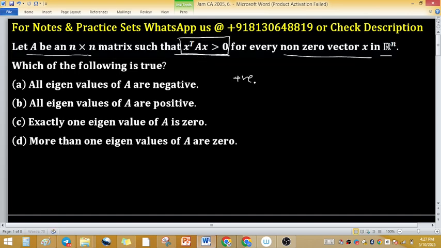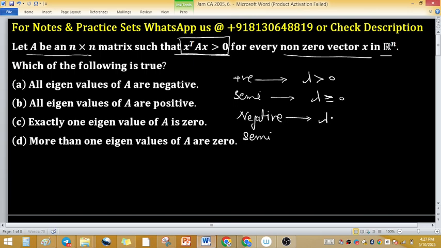Positive definite matrix, semi-positive definite matrix, negative definite matrix, and semi-negative definite matrix. So in this case, for a positive definite matrix, all eigenvalues are greater than 0, meaning all positive. For a semi-definite matrix, eigenvalues are equal to 0 or greater than 0. For a negative definite matrix, eigenvalues are strictly less than 0, and for a semi-negative definite matrix, eigenvalues are less than or equal to 0.